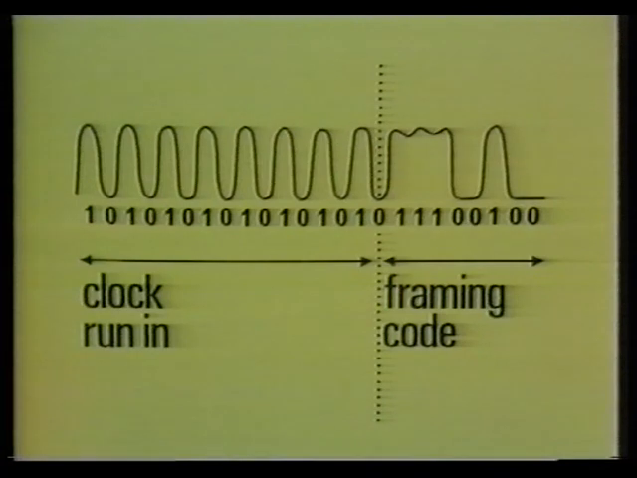Now, this next picture shows us what these pulses look like just after the synchronization pulse at the beginning of the line. There's a series of pulses which are called the clock run-in, which run at a regular rate, and they're then followed by a framing code, and then following that we start to get a random collection of pulses determined by the particular sort of data we're trying to send.